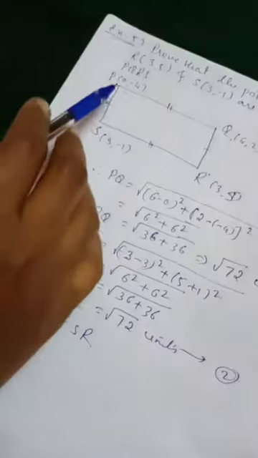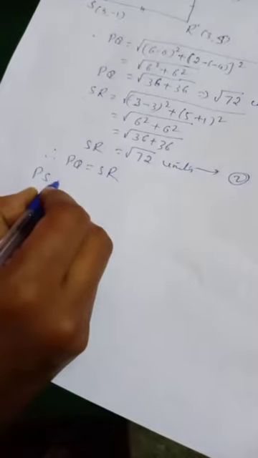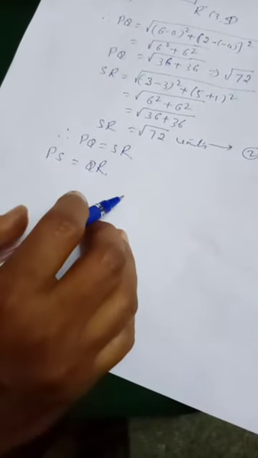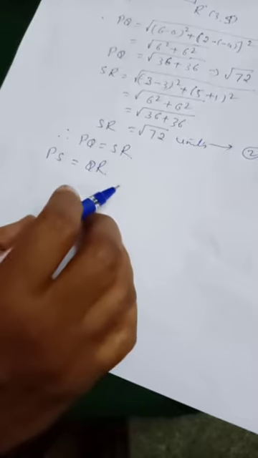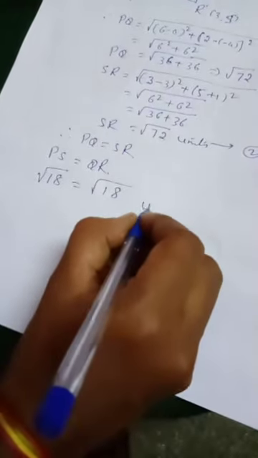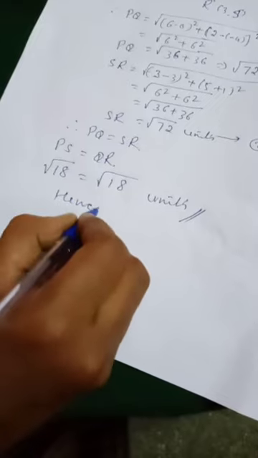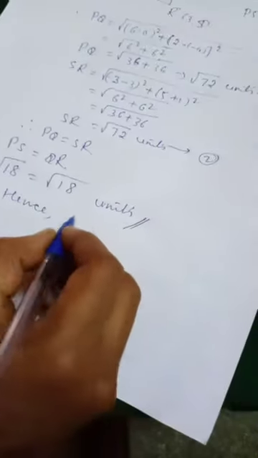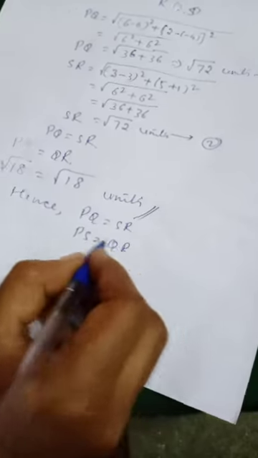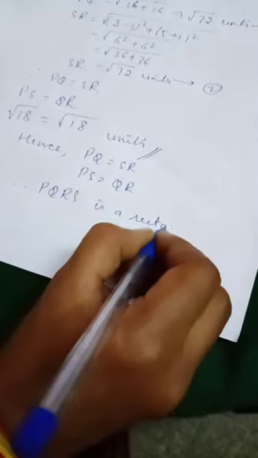Now we have to prove PS is equal to QR. So the distance of PS is equal to the distance of QR. You can calculate and find out the distances of PS and QR. You will get PS as root 18 and QR as root 18 units. You can try that and get the answer. So hence it is a rectangle because PQ is equal to SR and PS is equal to QR. Hence PQRS is a rectangle.